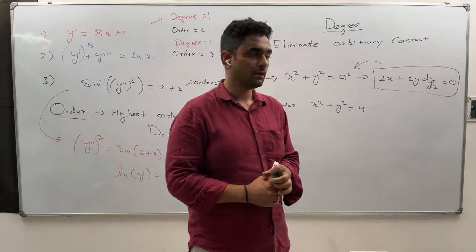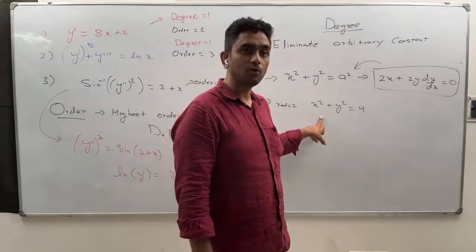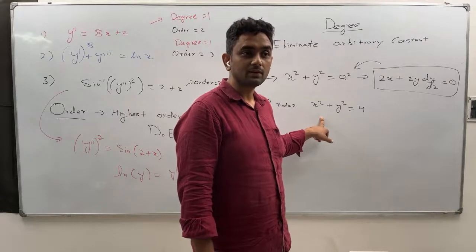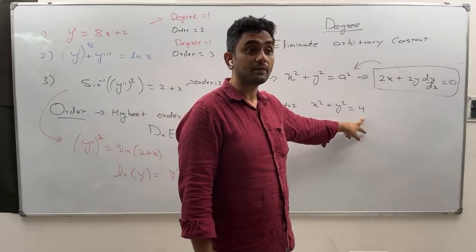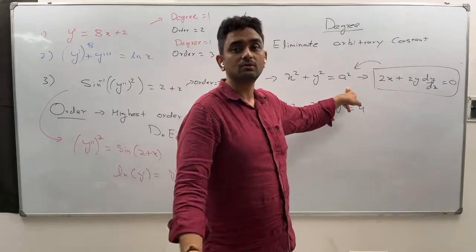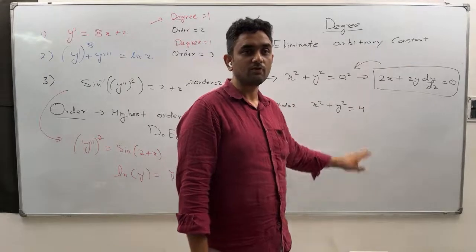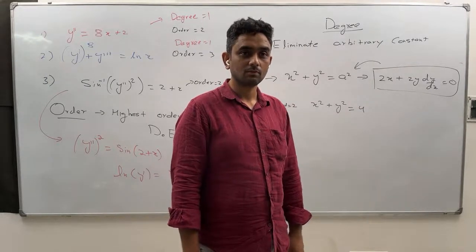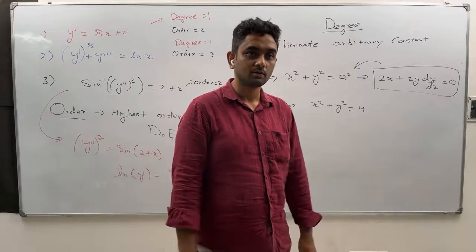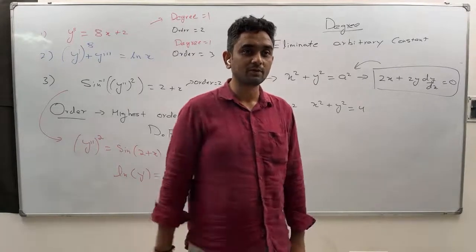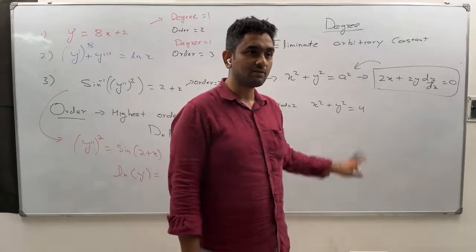Arbitrary constant. In the second one, how will you form the differential equation? Is there any arbitrary constant? No. 4 is a fixed constant, not an arbitrary constant. Arbitrary constant means a value you do not know, but it's a constant. So how do you form a differential equation? No, you won't form a differential equation. Tell me, what was your purpose of forming differential equation? Family. Is it a family?